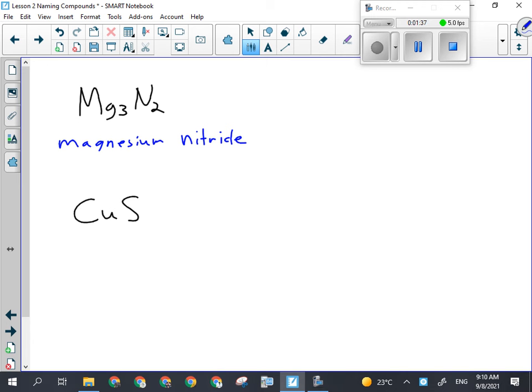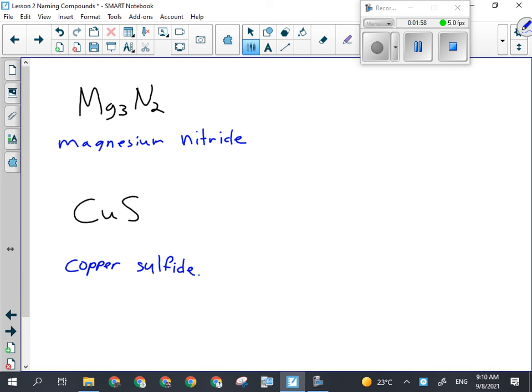Okay. Our second one, what's Cu stand for? Copper. Does it have more than one possible charge? Yes, so we are going to need a Roman numeral on this one, so we'll leave a little room for it. S stands for? Sulfide. Okay, so we got that. Now we've got to figure out which Roman numeral this one needs.